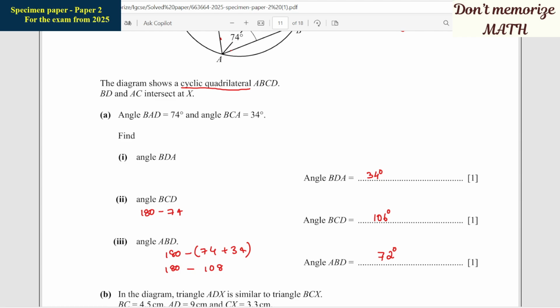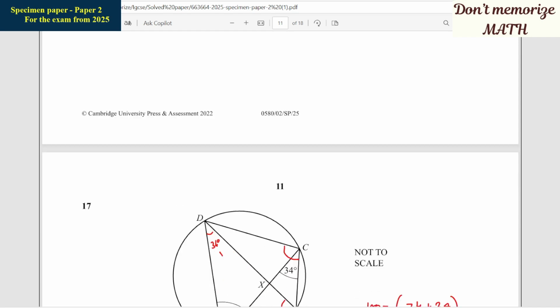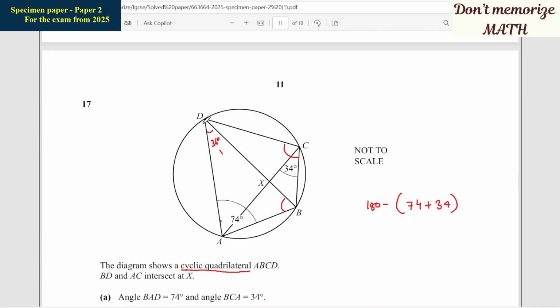We'll move to the next question. In the diagram, triangle ADX is similar to triangle BCX. So ADX, this triangle, is similar to BCX, this triangle. If you want, I will just highlight them. This is the first triangle they have mentioned, ADX. The second triangle is BCX. So these two triangles are similar.